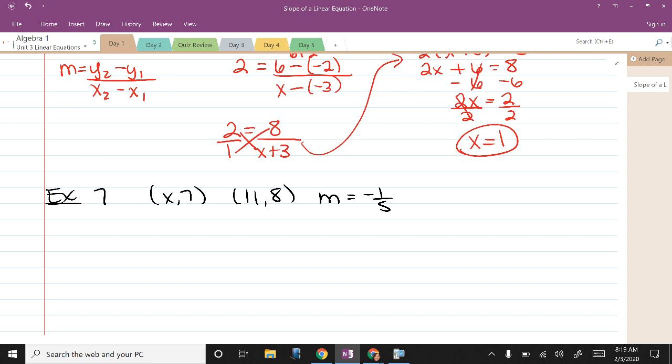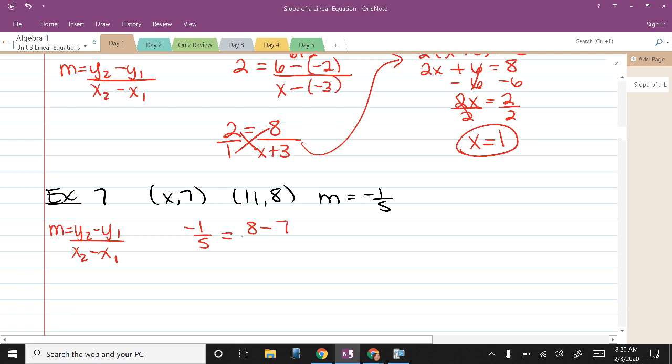Okay, let's fill it all in. M equals y2 minus y1 over x2 minus x1. What's my M this time? -1/5 equals, what is y2? 8 minus y1 over x2 minus x1. And the only thing I can simplify is 8 minus 7. Y'all agree?